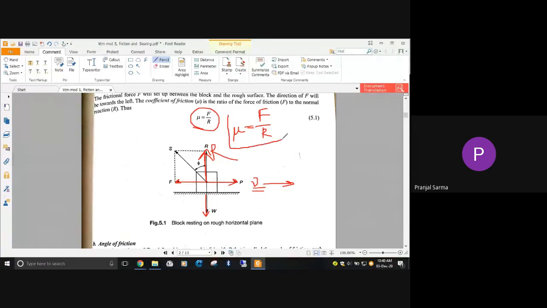So from this expression, we already know F equal to mu R, that is the force of friction. It is the multiplication of this particular constant, the coefficient of friction, which depends on the nature of the two contacting surfaces, and the normal reaction.